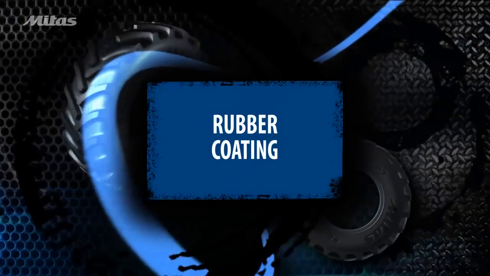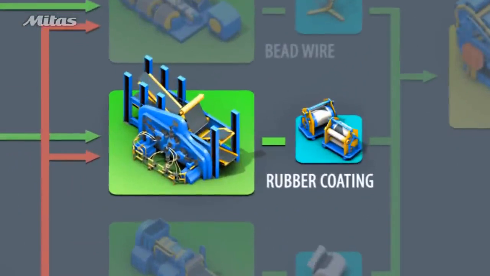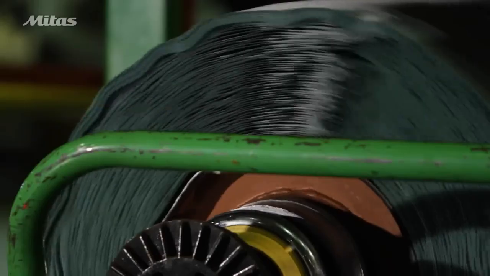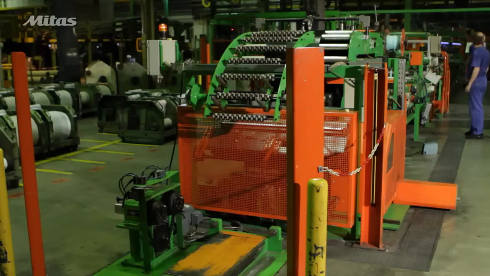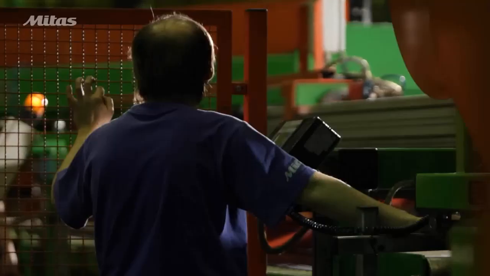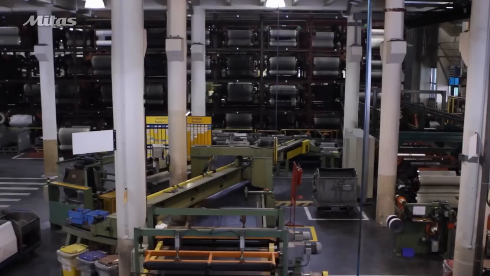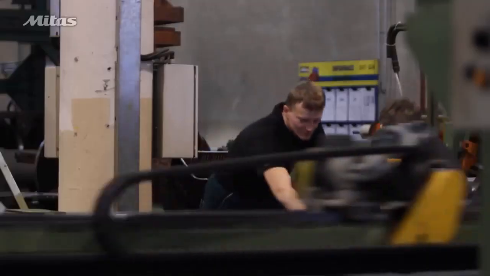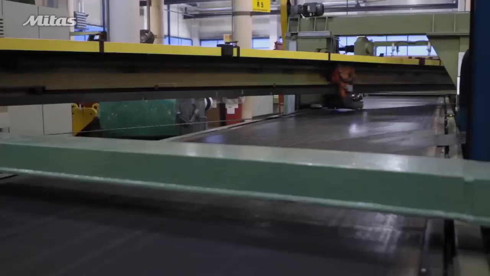Rubber coating. The mixed rubber compound is also used for rubber coating. Sheets of cord such as nylon, polyester, and steel are thinly coated with rubber on both sides. Once this is finished, the sheets are cut at the correct angle, which determines the tire's characteristics. These cut sheets are used for casing, belts, and other plies. Steel cords are mainly used for the belts placed under the tread and sometimes for the casing.